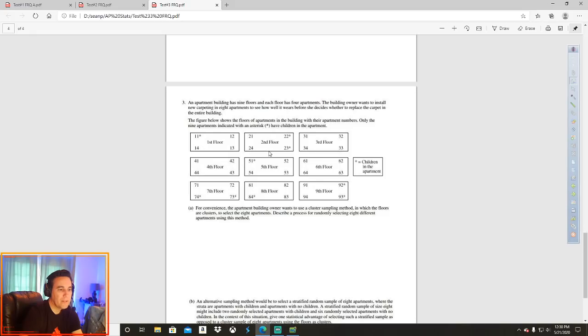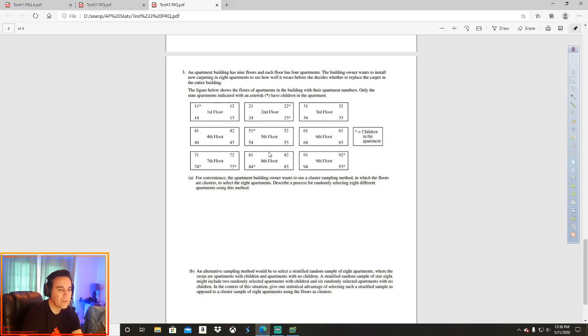And then the last problem on that test, remember, were these apartments where we were testing carpets. For convenience, the apartment building owner wanted to use a cluster sampling method in which the floors were the clusters. Describe a process for how you would randomly select 8 different apartments. So since in a cluster sample, you randomly pick the cluster and then you get everyone in that cluster, that means when we randomly picked a floor, we would get 4 apartments. We need to get 8 apartments. So I randomly need to pick 2 floors.